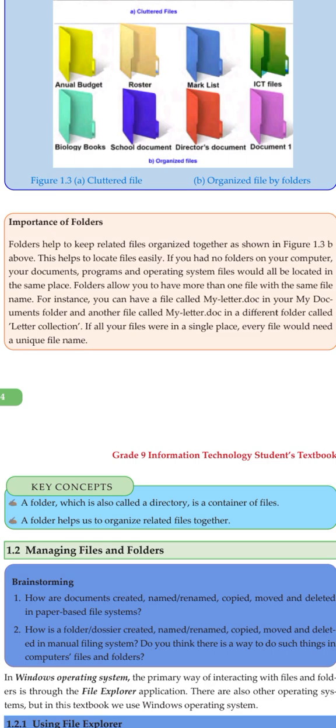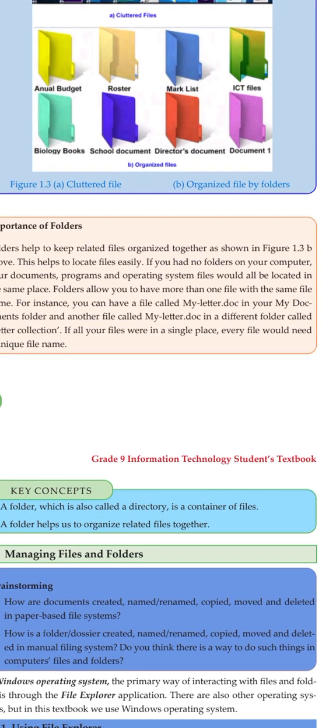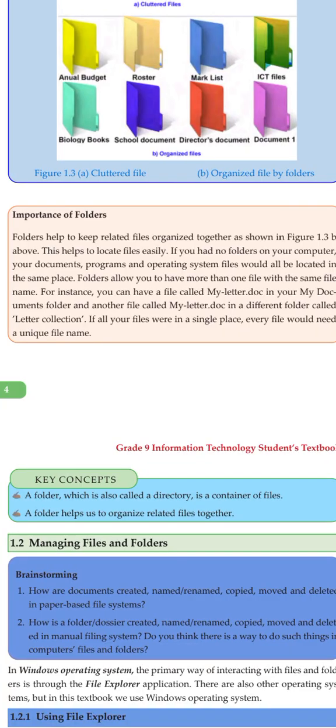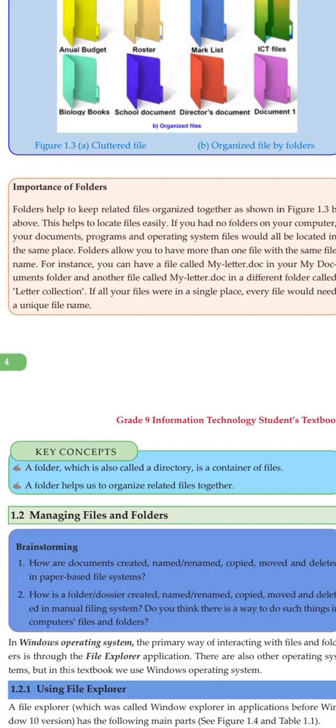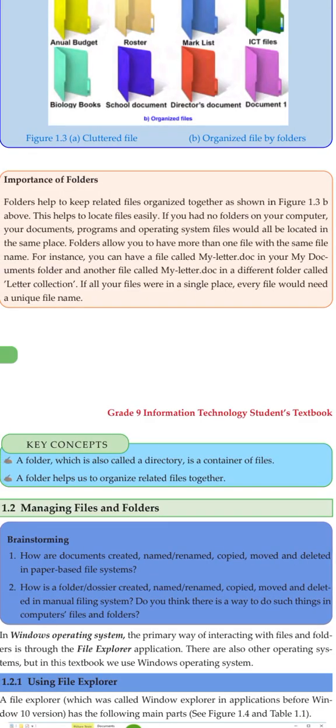If all your files were in a single place, every file would need a unique file name. It's not possible to give the same name. If you have two files, they will have unique names. It's not possible to give the same name in the same place. If it has a different extension name or format, it is possible to give the same name. But if all your files were in a single place, every file would need a unique file name.